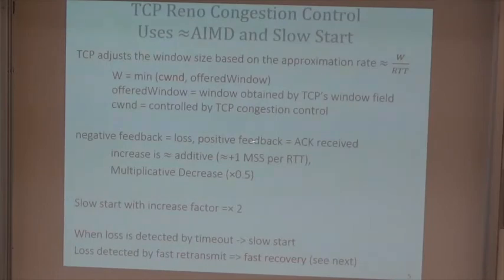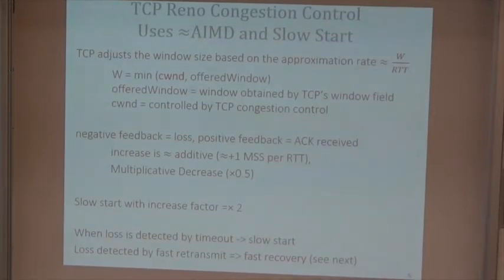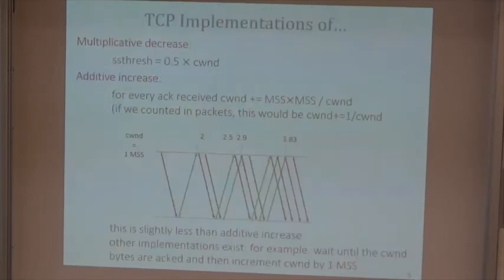We'll see in detail, but roughly speaking, it means that we add one full-size packet, MSS, maximum segment size, and we do that once per RTT. The effect is to increase the rate by one MSS per RTT. The multiplicative decrease in this version of TCP is by 0.5. You divide the congestion window by 2. Slow start, which is a multiplicative increase, exponential increase, uses a growth factor of 2. Right. So let's see how in practice this is done.